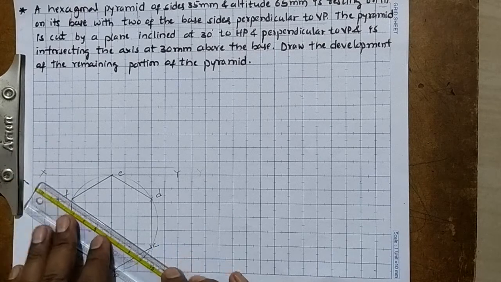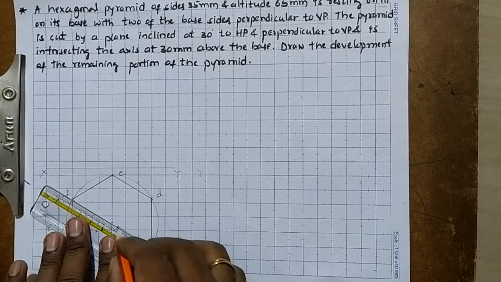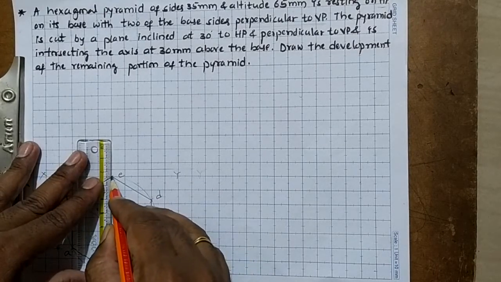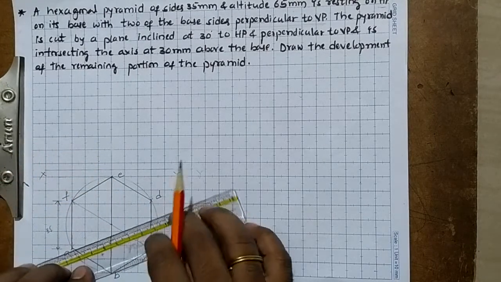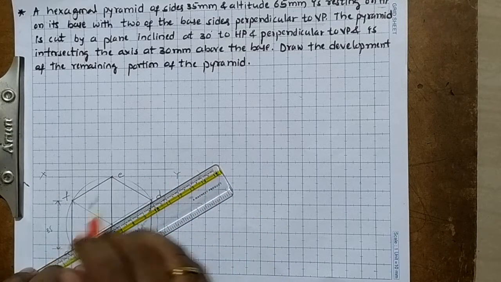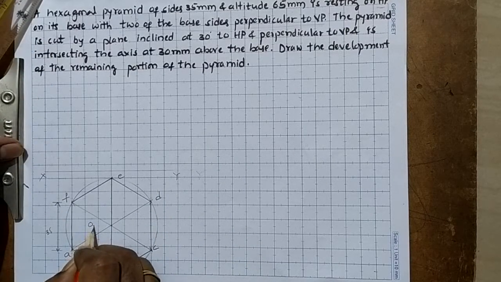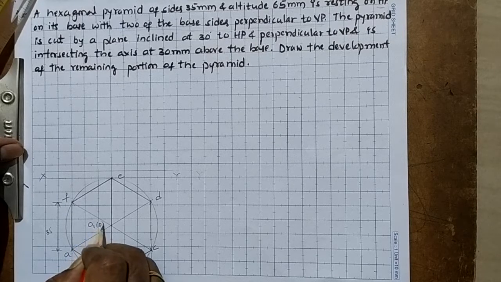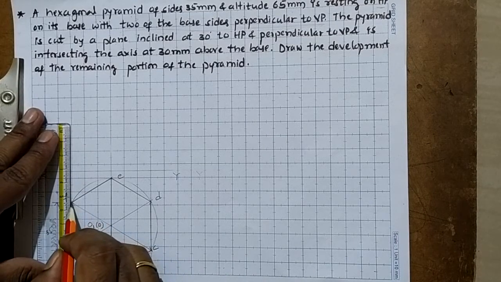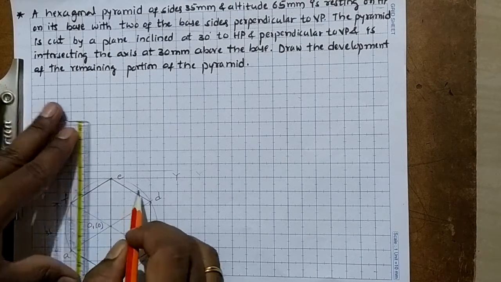Just draw the diagonals. By joining the opposite corners you will get the intersection point. That intersection point is the axis point. I will name the vertex point O1 and the base axis point O. Then you project all the points of the top base to the XY line like this.